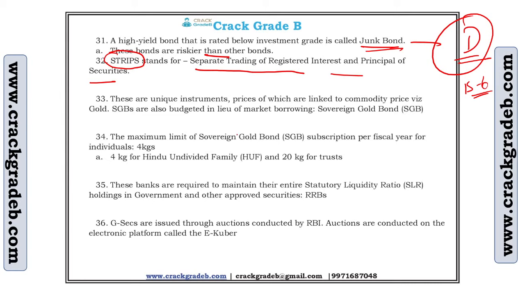Then these are unique instruments, prices of which are linked to commodity price, like gold. Sovereign gold bonds are also budgeted in lieu of market borrowing. Okay, sovereign gold bond. So what is sovereign gold bond? So basically it's a piece of paper, right? It's an asset backed by a physical thing, that is gold, backed by a commodity.